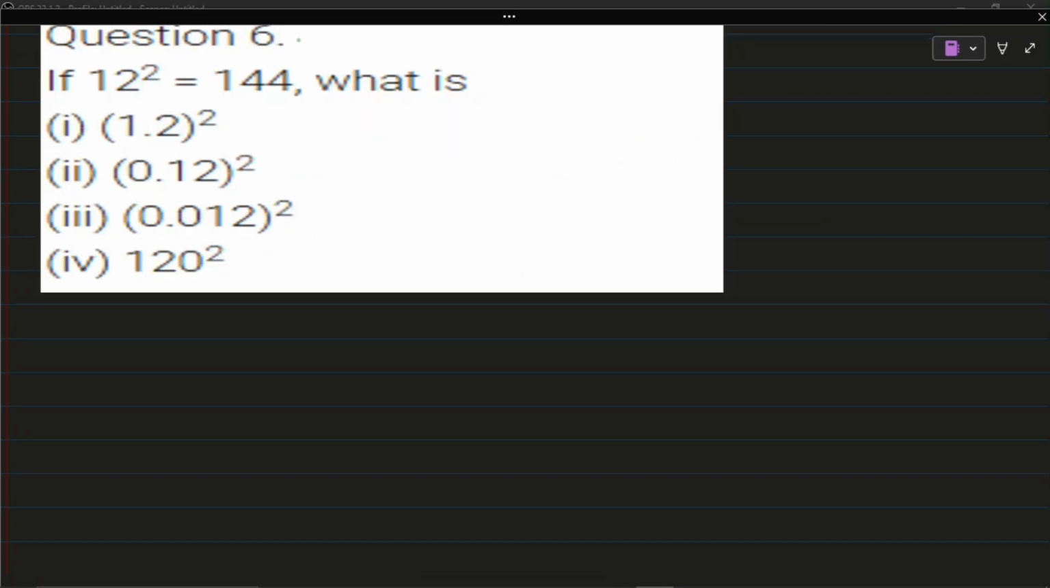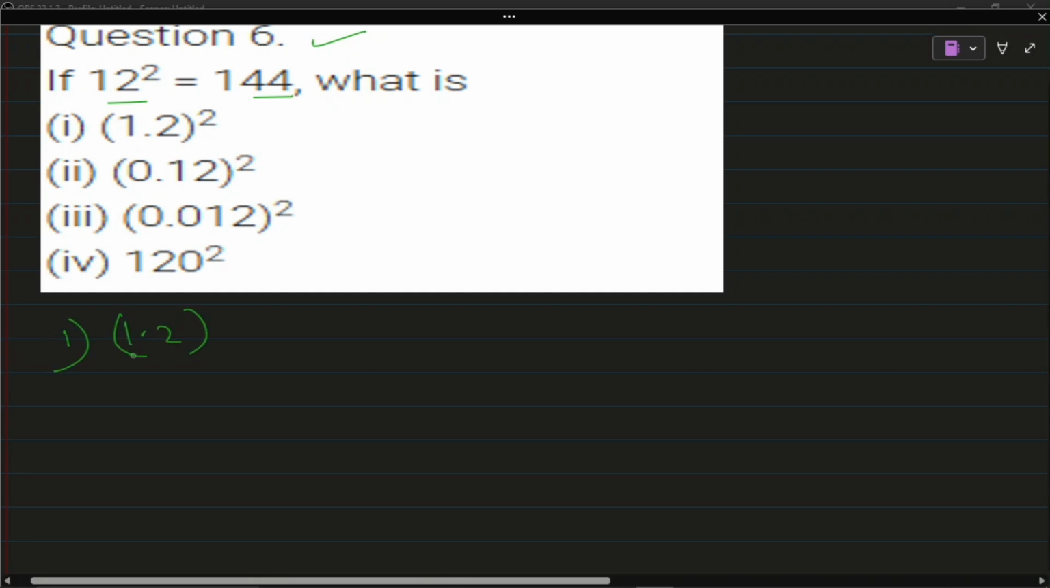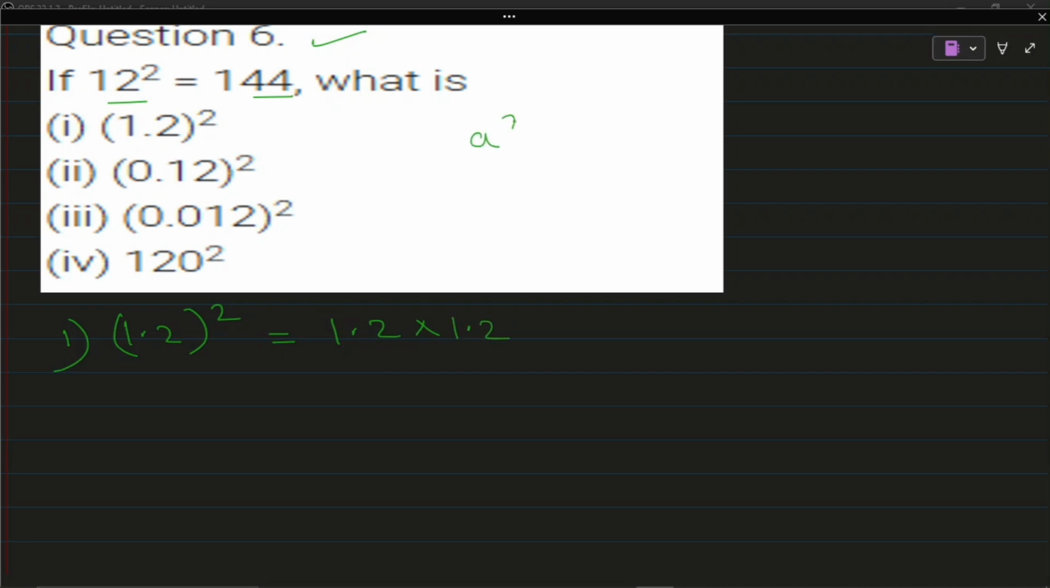Now we will discuss question number 6. In that question, if 12 square equals 144, we have to find these answers. In that, the first one is 1.2 whole square. 1.2 whole square, we can write it as 1.2 multiplied with 1.2, because a square is a into a.